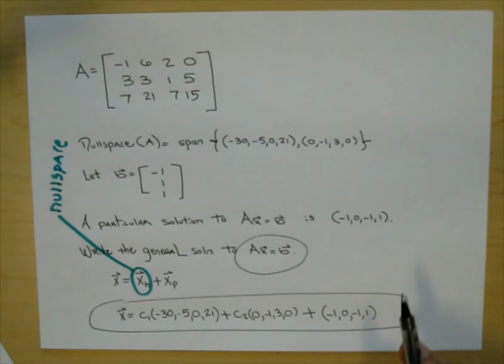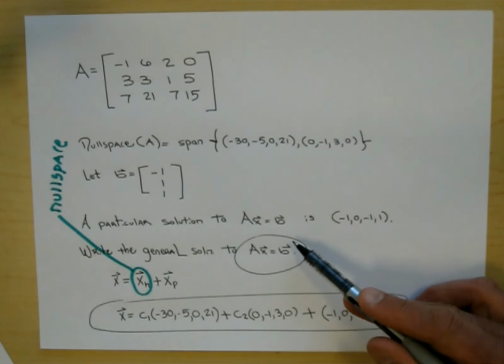So if you get something like this on the test, you shouldn't have to do any row operations. You just put the homogeneous part, that's the null space there, plus the particular solution. And that solves AX equals B.